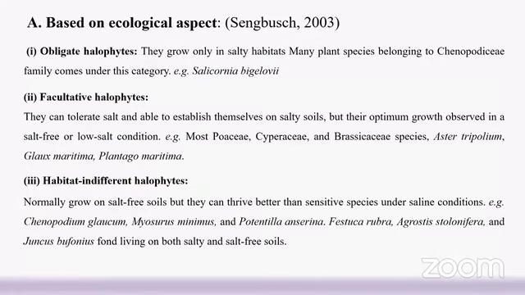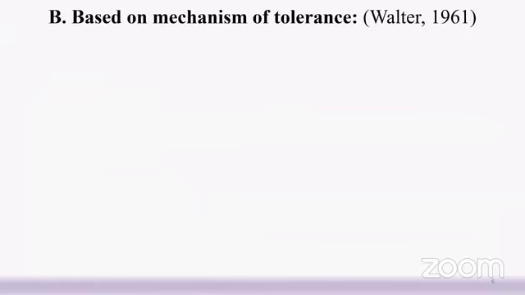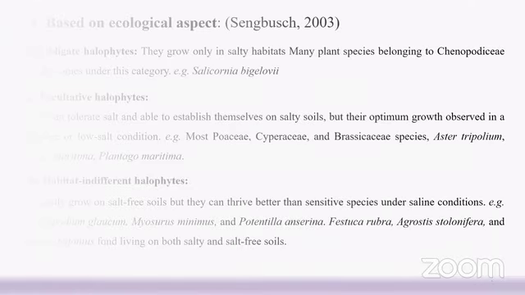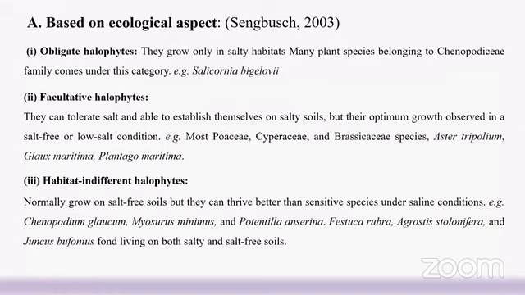So this is the classification of halophytes. They are classified in different categories. Number first, based on the ecological aspect, Sandbox 2003 classified the halophytes. On the first number, the obligate type of halophyte came. They grow only in salty habitats. Many plant species belonging to the Chenopodiaceae family come under this category, like Salicornia bigelovii.